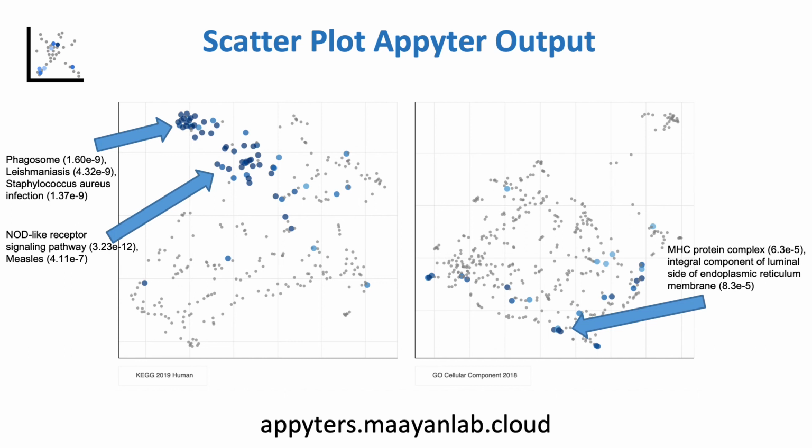The plots shown here are again visualizing the COVID-19 up signature. Some of the most significant terms are indicated on the side. While it is difficult to label all of the significant points in this format, in the output plot itself, the hover feature allows for all terms and their p-values to be explored.